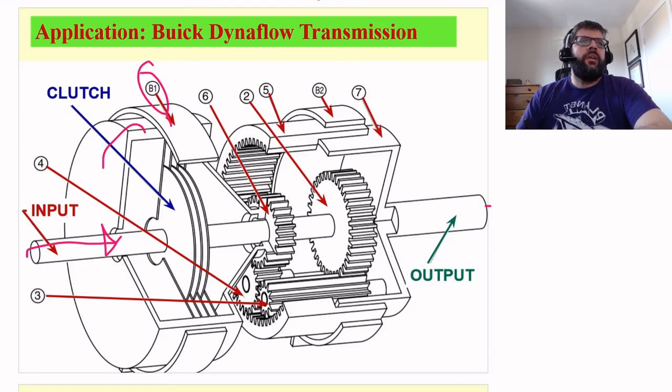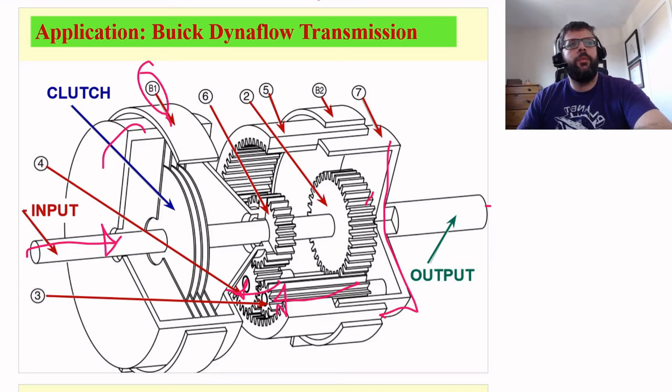The Sun Gear 2 is connected to this Planet Gear 3. Planet Gear 3 is connected to this Planet Gear 4. Both of them are on this carrier here, the carrier arm. Not really an arm, it's a shell basically, but that's the output. And then 4 is connected to 6, the Sun 6, and it's connected to the Ring 5.